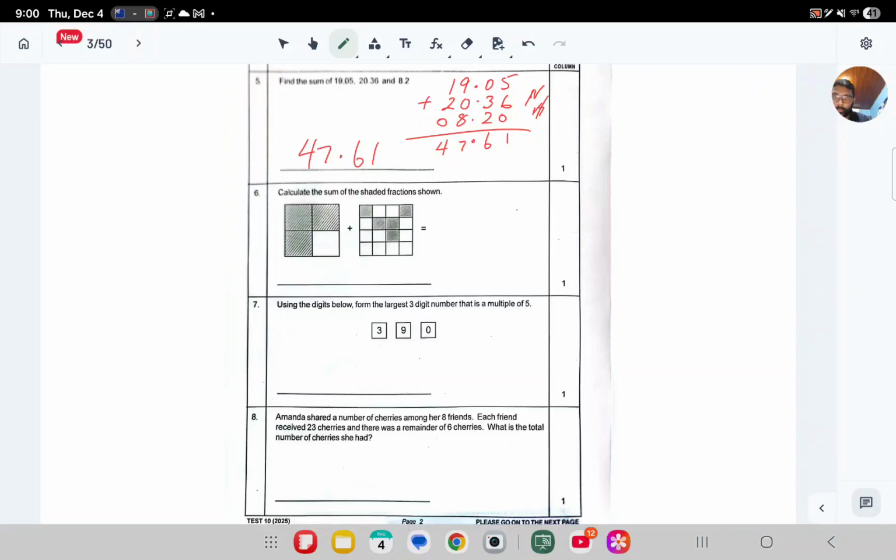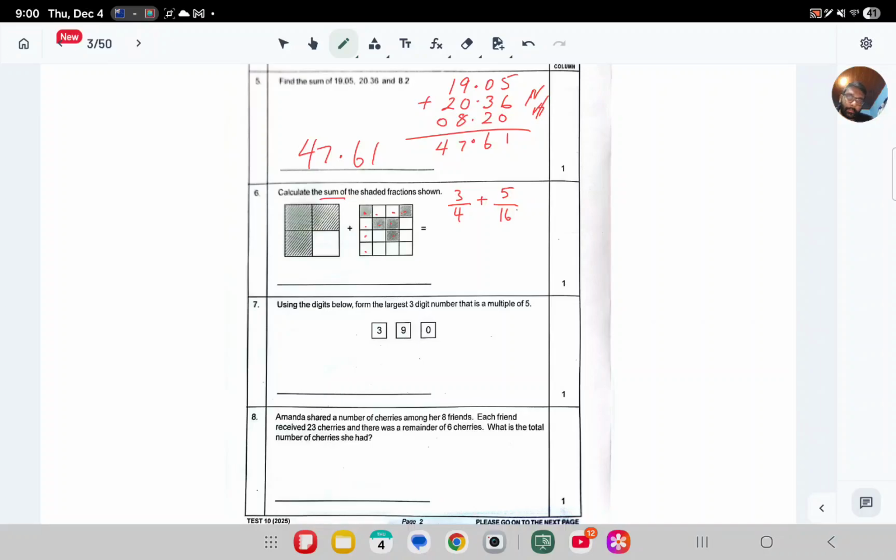They said calculate the sum of the shaded fractions shown. So this first shape we have here, we know that is 3/4 shaded. Next one we have 1, 2, 3, 4, 1, 2, 3, 4, say 16. We have 1, 2, 3, 4, 5, 5 16ths. To calculate the sum means to add.